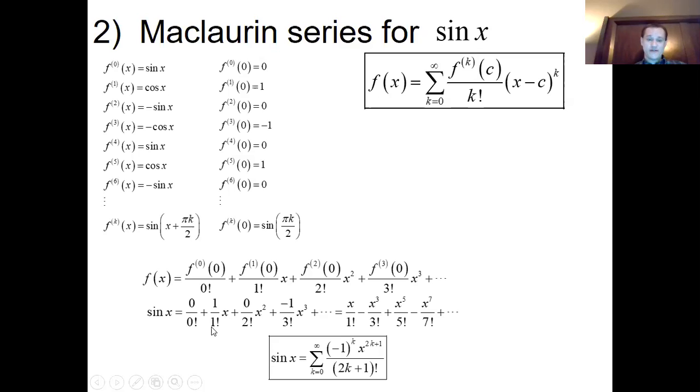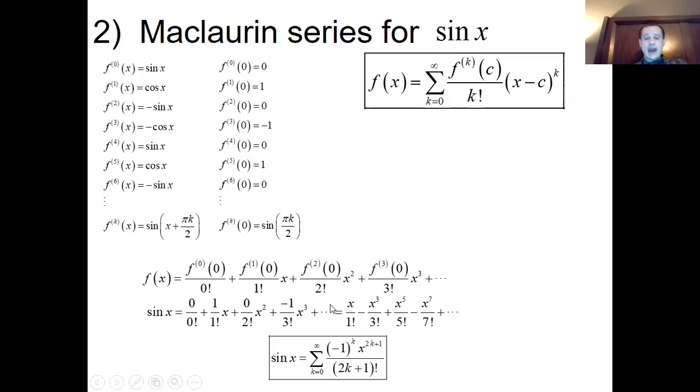There's an x over 1 factorial. There is no quadratic term. There's a negative x cubed over 3 factorial. And if you kept doing this pattern out, it would look something like this: x over 1 factorial minus x cubed over 3 factorial plus x to the 5th over 5 factorial minus x to the 7th over 7 factorial.